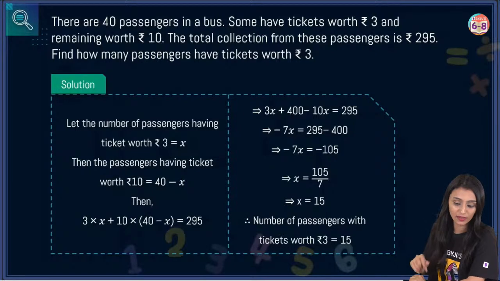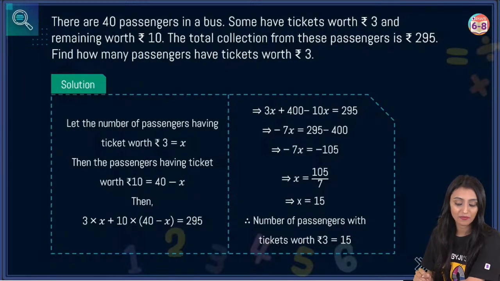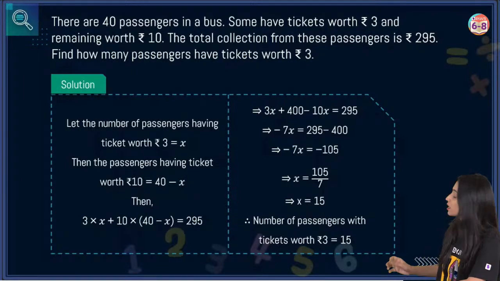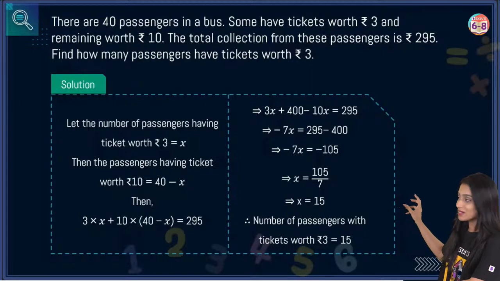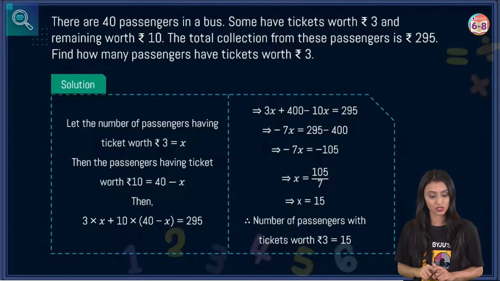Total 40 passengers are there in a bus. The cost of tickets are rupees 3 and rupees 10, right? Total collection from the passengers, the total money collection is rupees 295. How many passengers have got the tickets worth rupees 3? Let's suppose the passengers who got the ticket for rupees 3, they are X. So remaining who got the ticket for rupees 10, they are going to be 40 minus X. Reason being there are total 40 passengers.